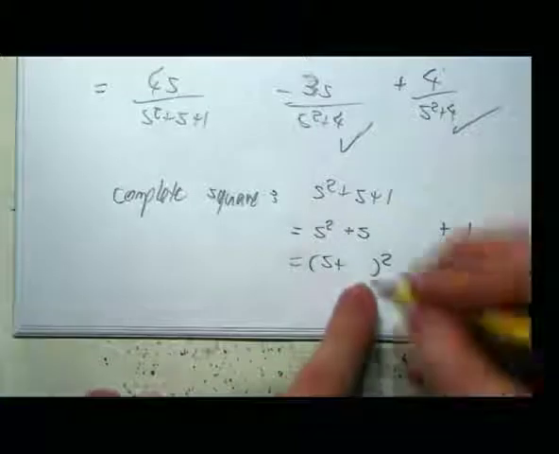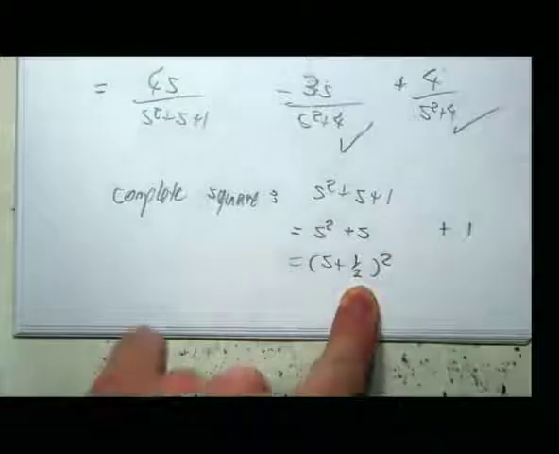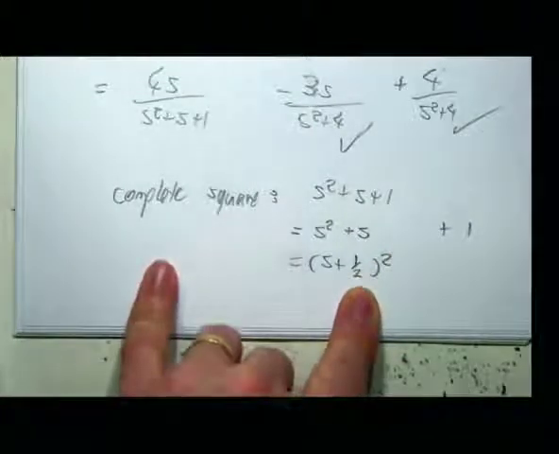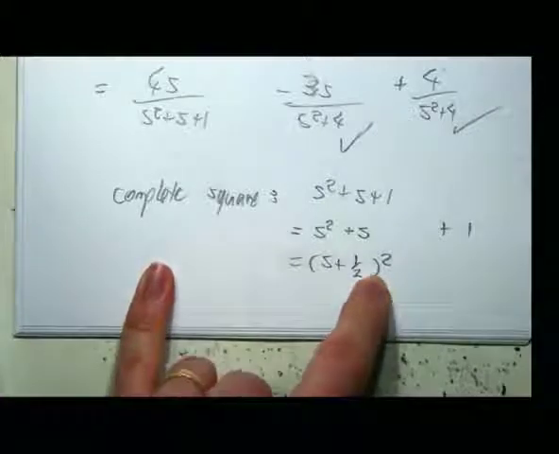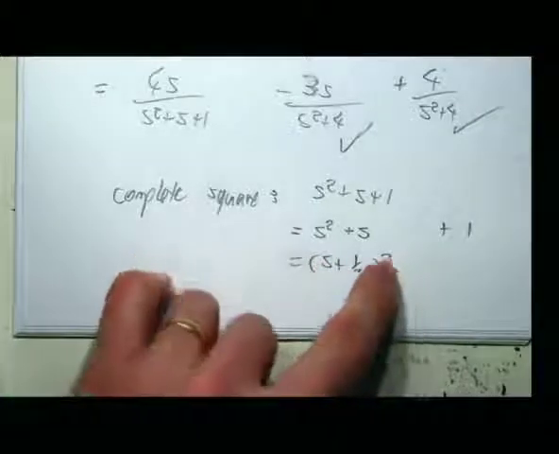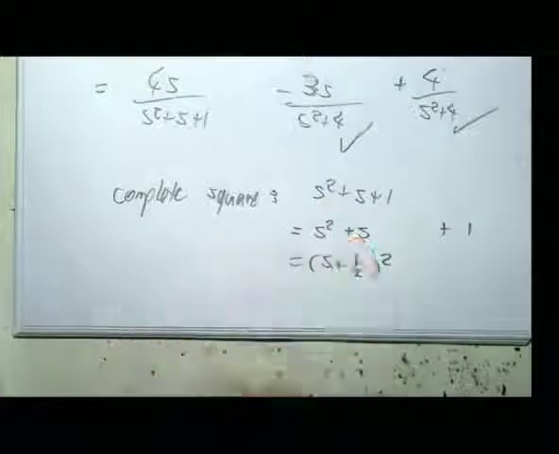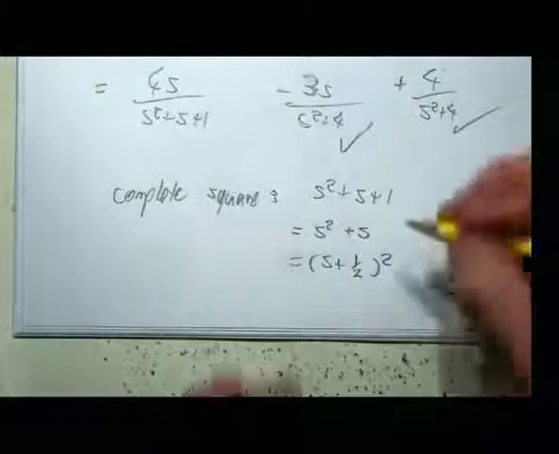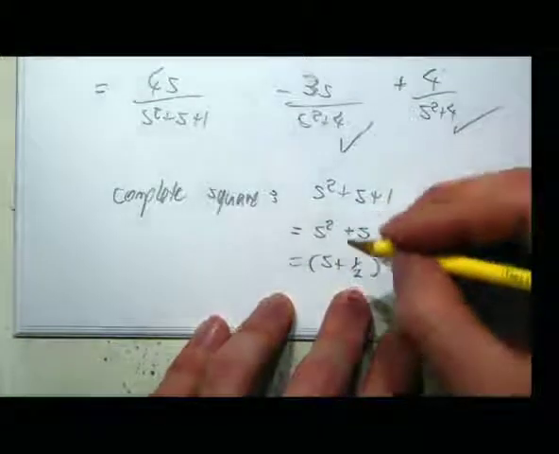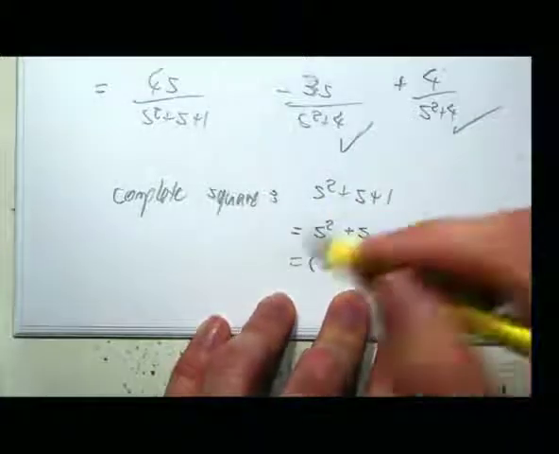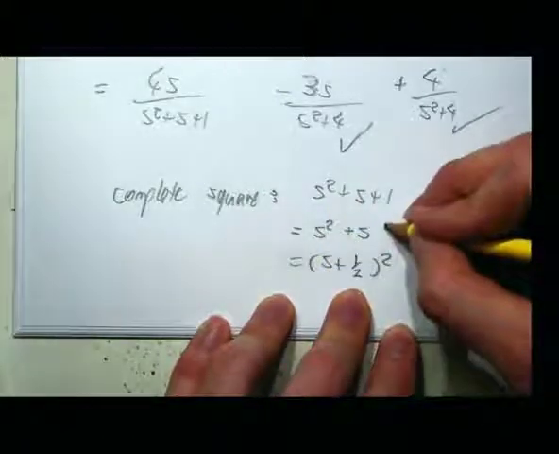So this will be half. What I've done is, this is how I complete the square anyway. I know it's going to be s plus something squared, and the something is a half of the coefficient that's there. Then I expand it out and I'll get s squared plus 2 times a half times s, which is this bit, plus a quarter squared.